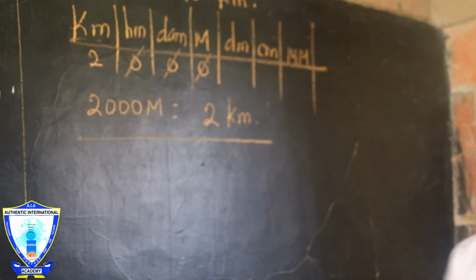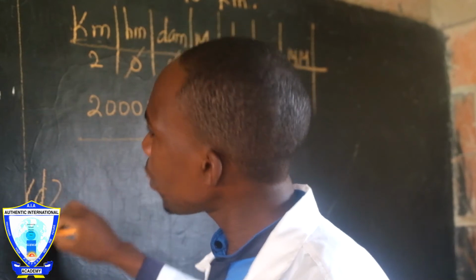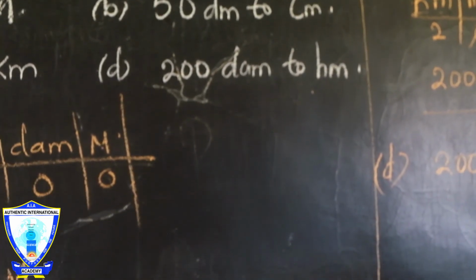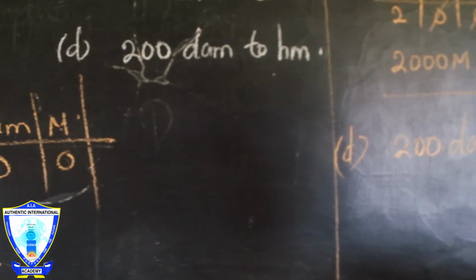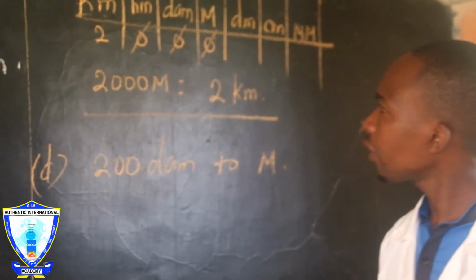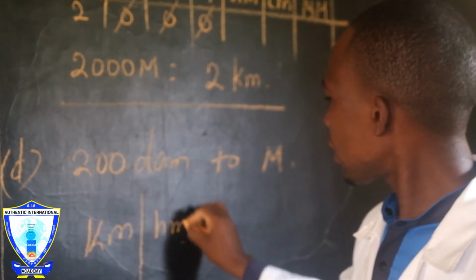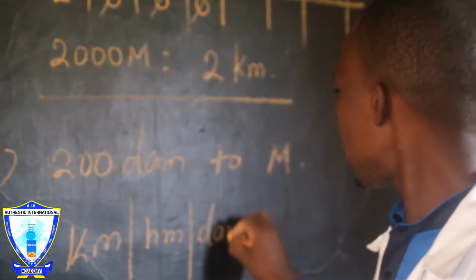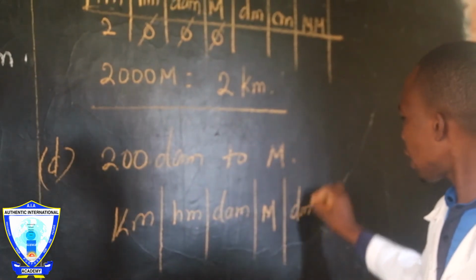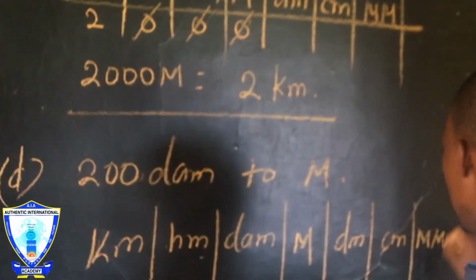Let us look at the last example, D. Example D, they are telling us to change 200 decameters to meters. 200 decameters to meters. Kilometers, hectometers, decameters, meters, decimeters, centimeters, and millimeters.